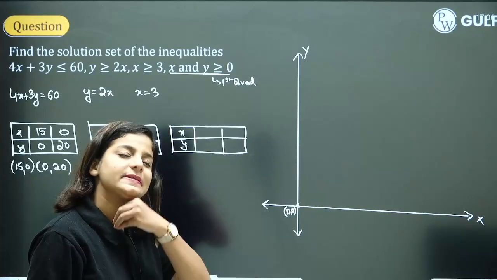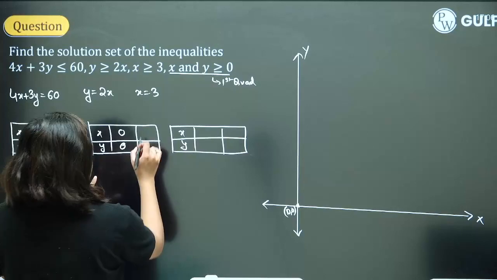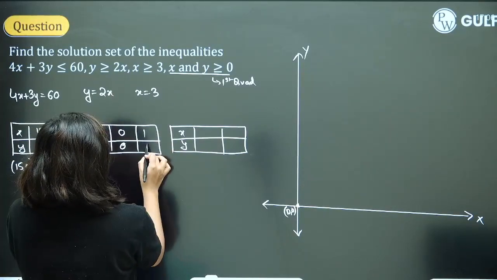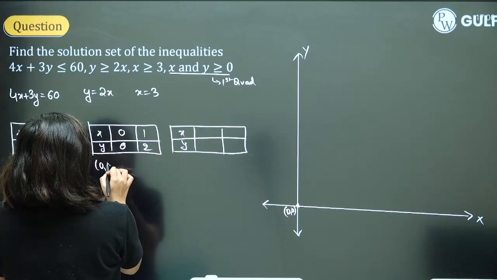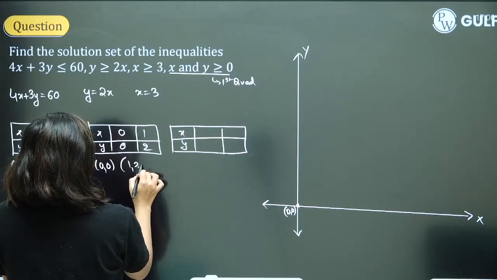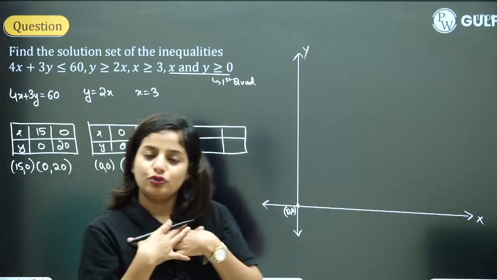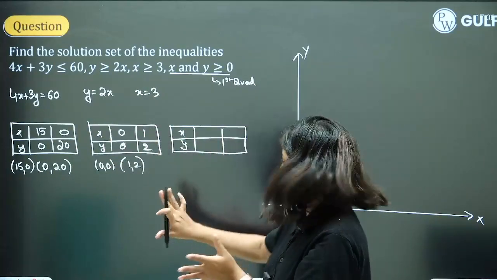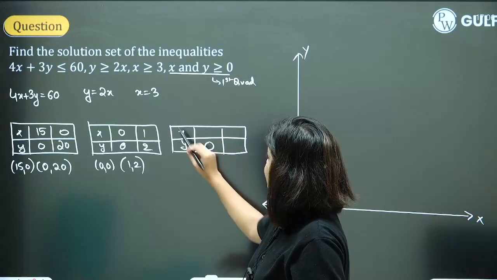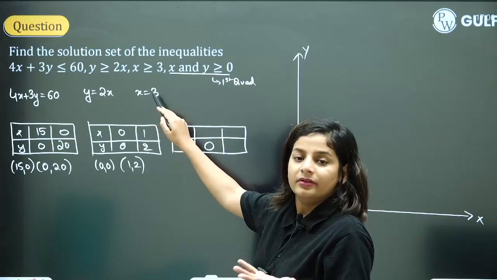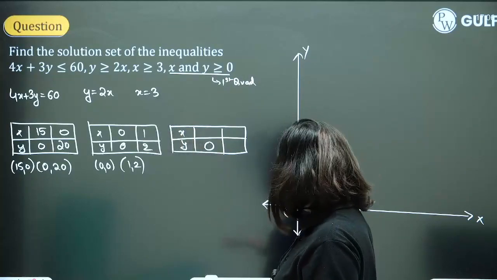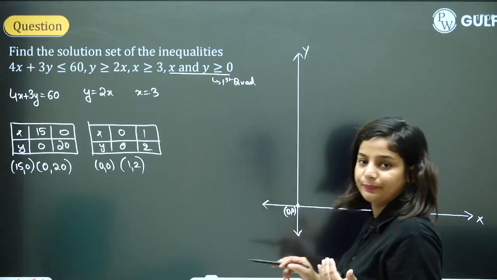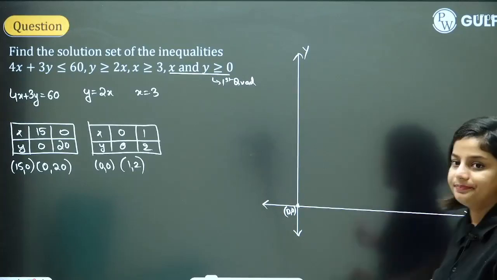For that, choose any value of x that you want. Choose x as 1. What will be y? If I put x as 1, y will be 2. So the coordinates are 0, 0 and 1, 2. Got it? Choose x on your own, substitute and you will get y. Similarly, next, x equal to 3 line you all should know how to draw. It's a vertical line.